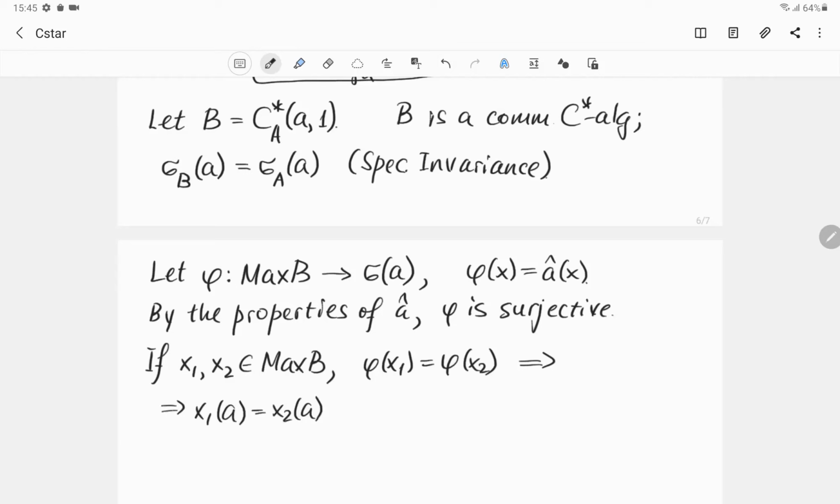But since x1 and x2 are star characters, we now remember that all characters of a C-star algebra are star characters. So this implies that they are the same on A star. But let's recall the definition of B. B is generated by little a and the identity. So this implies that x1 actually equals x2. And so our map phi is injective. And so it is bijective.